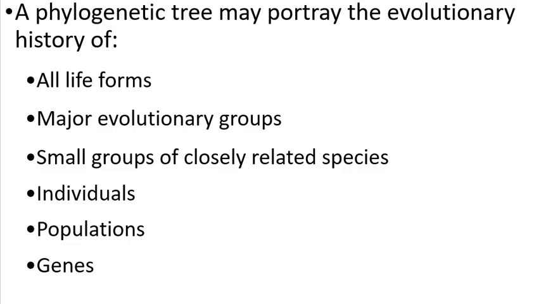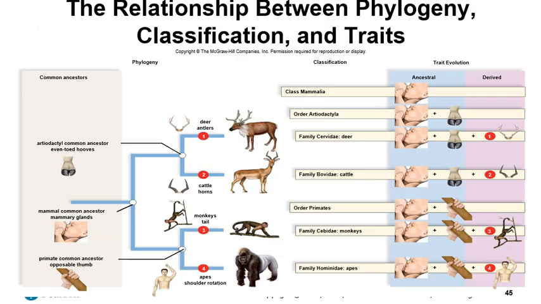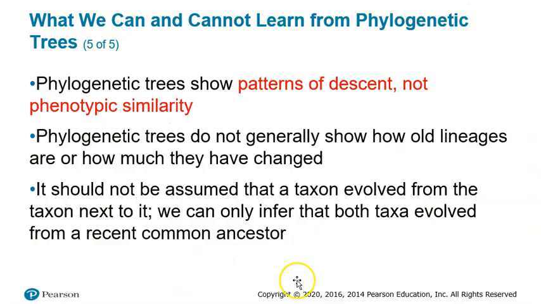A phylogenetic tree may portray the evolutionary history of all life forms, major evolutionary groups, even genes. Here is an example of mammals, right? And you know, mammary glands, opposable thumbs, all of that is an example of that. So phylogenetic trees show patterns of descent, not phenotypic similarity. Okay.